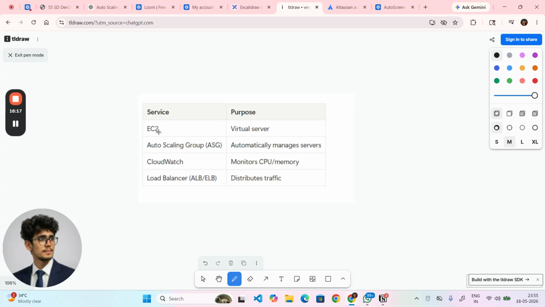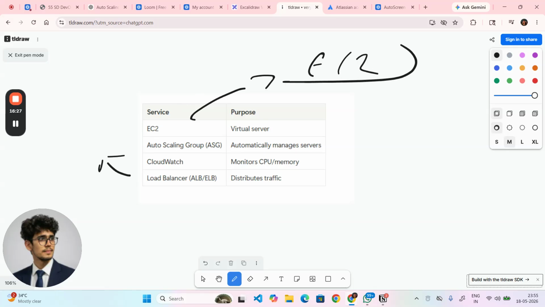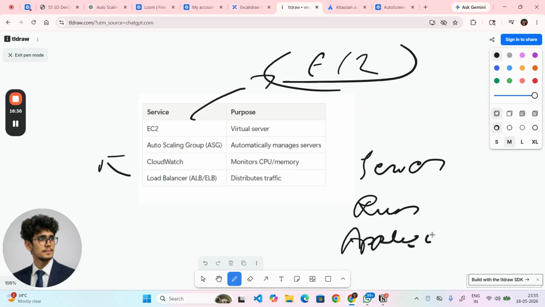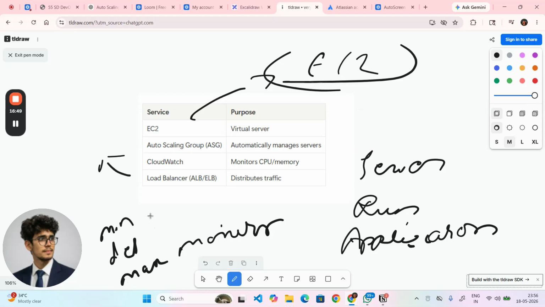So here you can see we have two more terms besides auto scaling and load balancer. We have EC2 instance and CloudWatch. EC2 instance is nothing but a server where we can run our application, guys. And CloudWatch is going to monitor. What does it monitor? We gave 3 things: minimum, desired, and maximum of the auto scaling. So this is going to be monitored by CloudWatch.